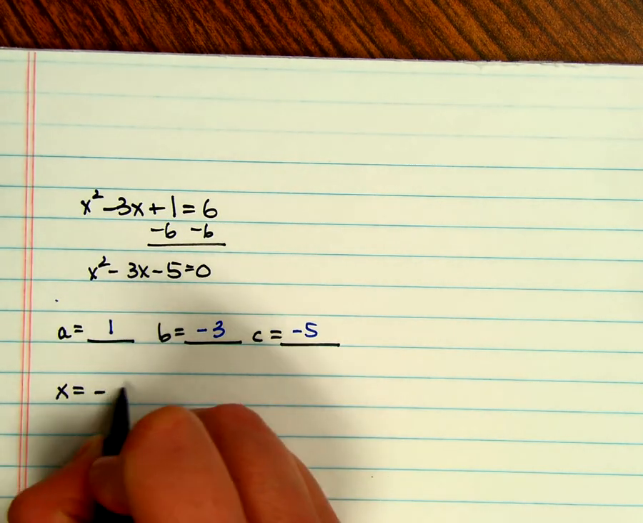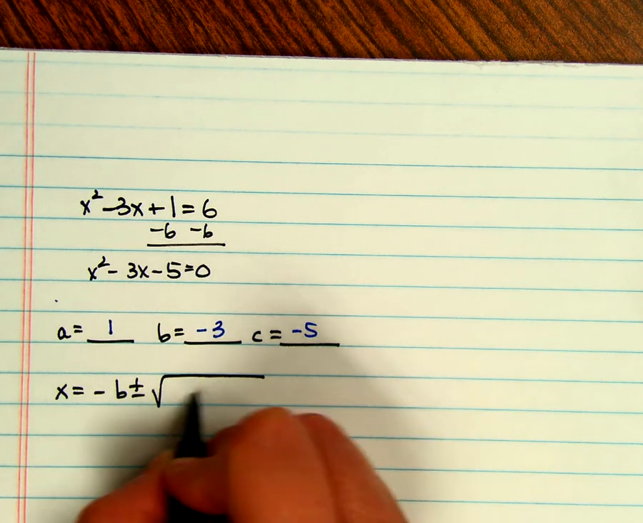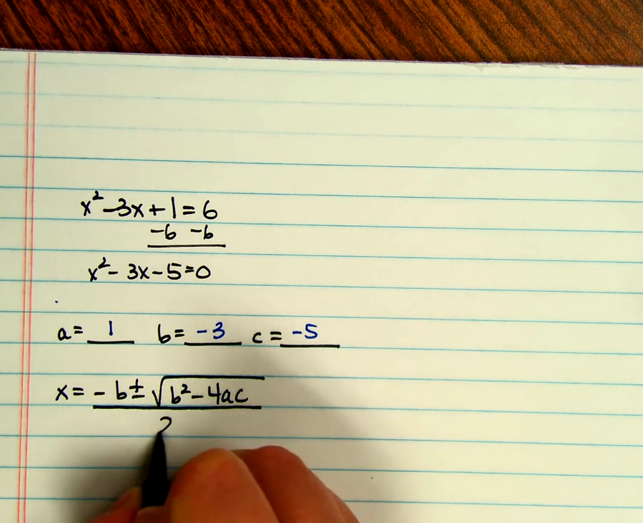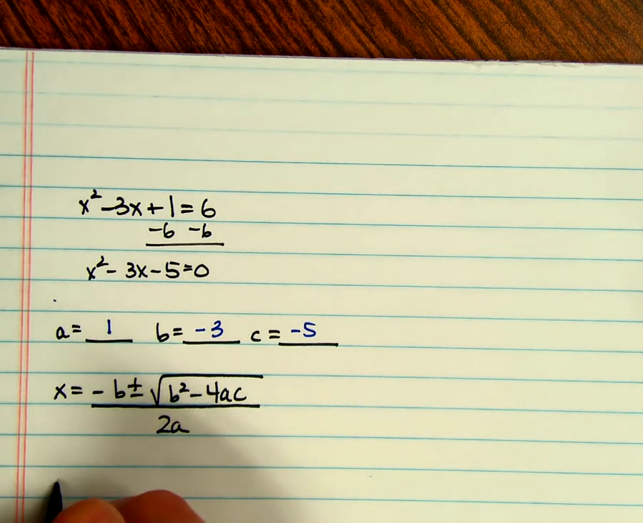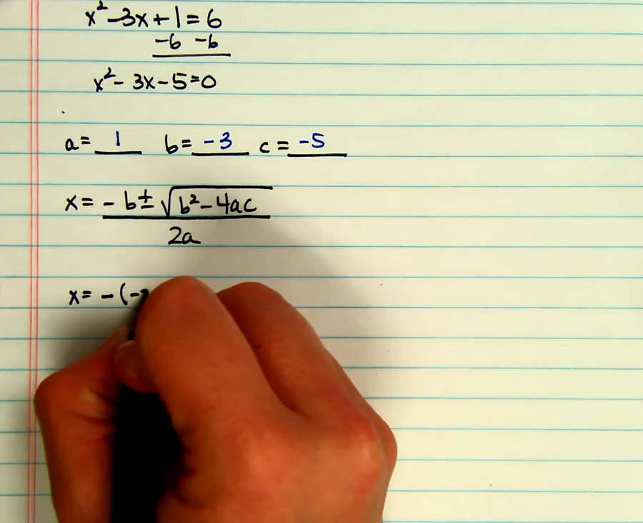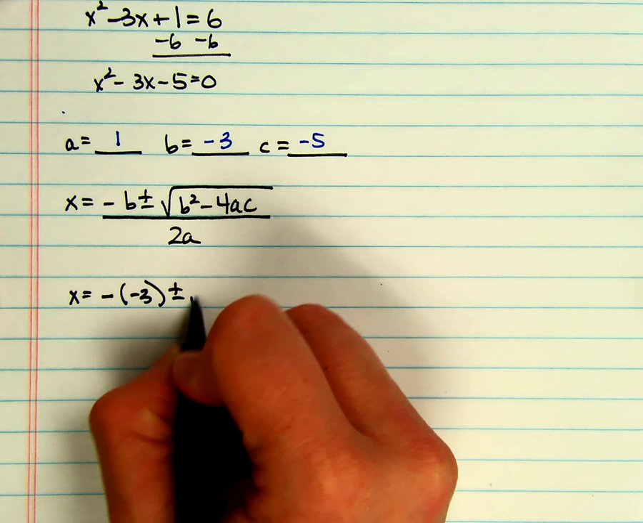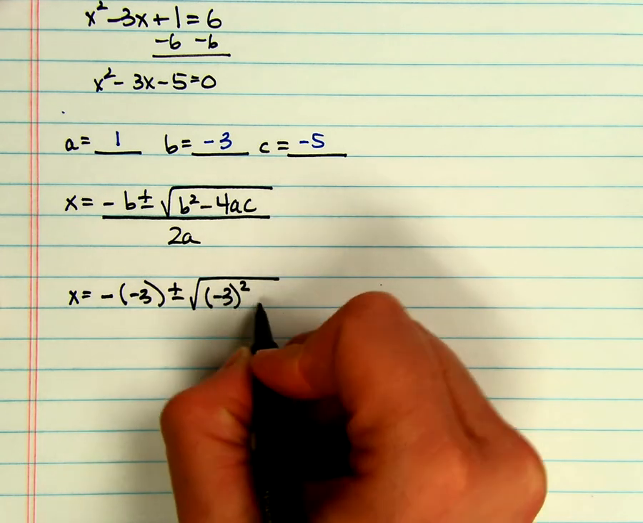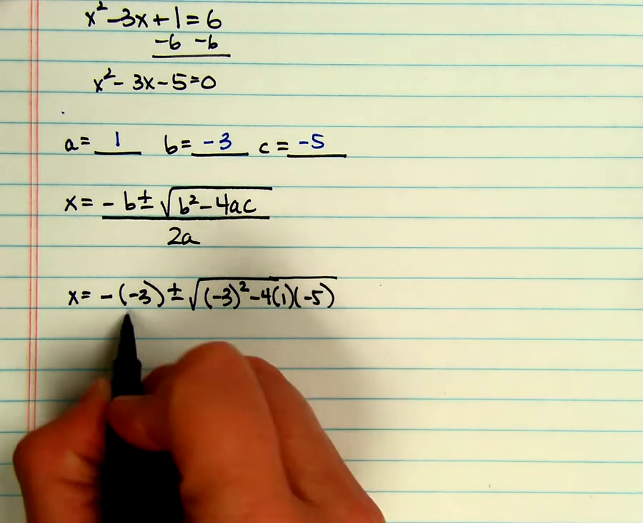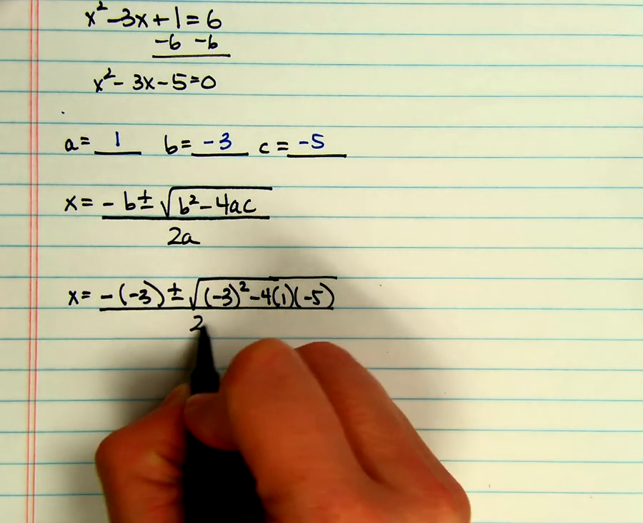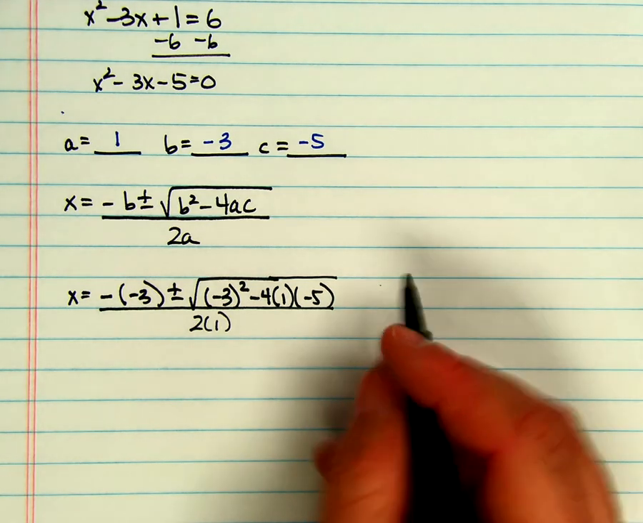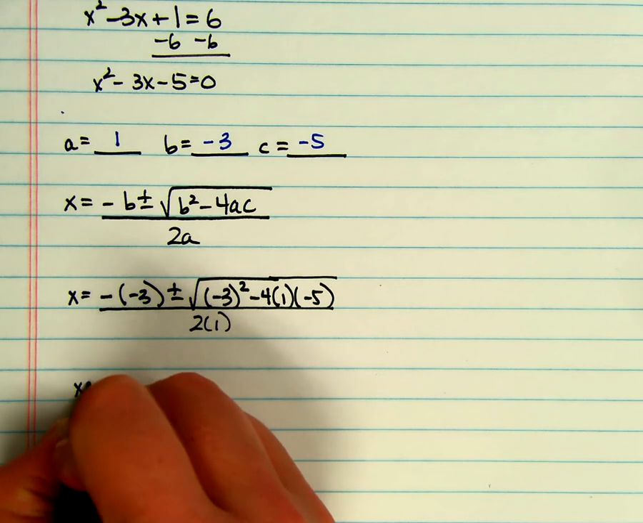x equals the opposite of b plus or minus the square root of b squared minus 4ac all over 2a. Fill in what I have. Opposite of b, which is negative 3, plus or minus the square root of negative 3 squared minus 4 times a times c, all over 2 times a. I know in the last example we also had an a of 1. That's not always going to be true. Still doesn't matter. It's going to be the same formula.